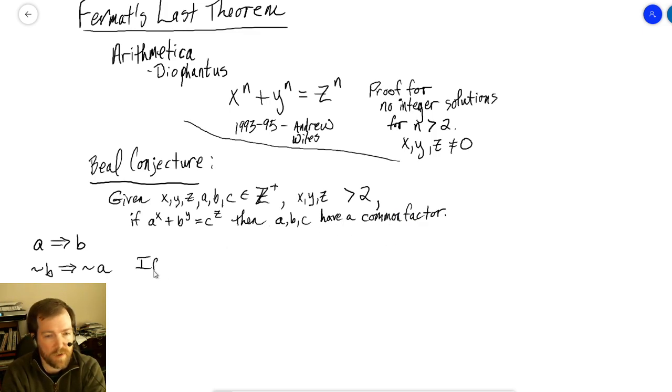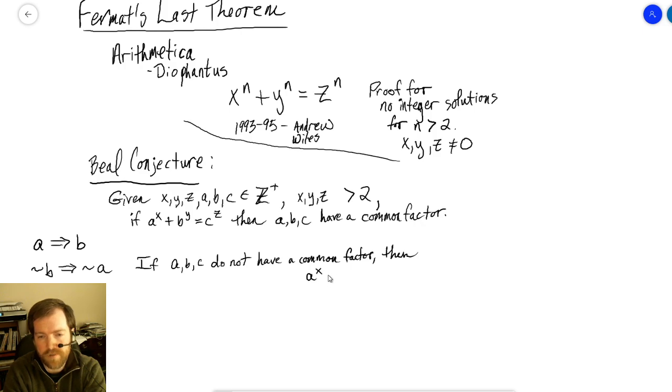if a, b, c do not have a common factor, then the equation a to the x plus b to the y equals c to the z has no solution.